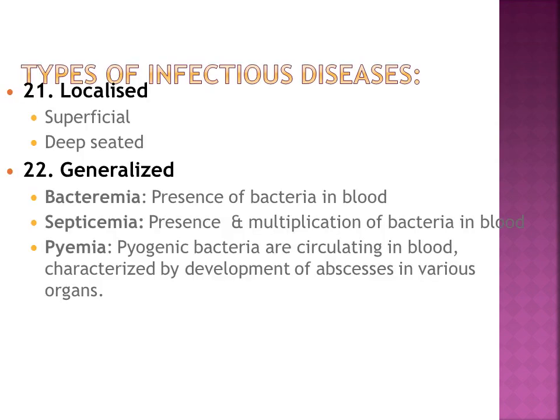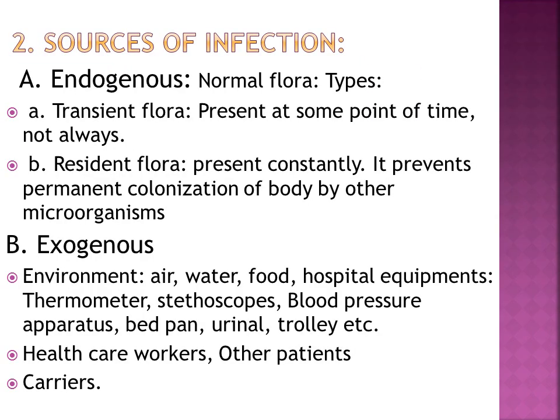Some infections can be localized. They are present in a local area. They can be superficial or deep, and they can be generalized, like bacteremia, presence of bacteria in blood; septicemia, presence and multiplication of bacteria in blood; pyemia, pyogenic bacteria circulating in blood, characterized by development of abscesses in various organs. Source of infection can be endogenous, that is normal flora, transient and resident flora. Exogenous can be environment or hospital equipment or healthcare workers or other patients and carriers.